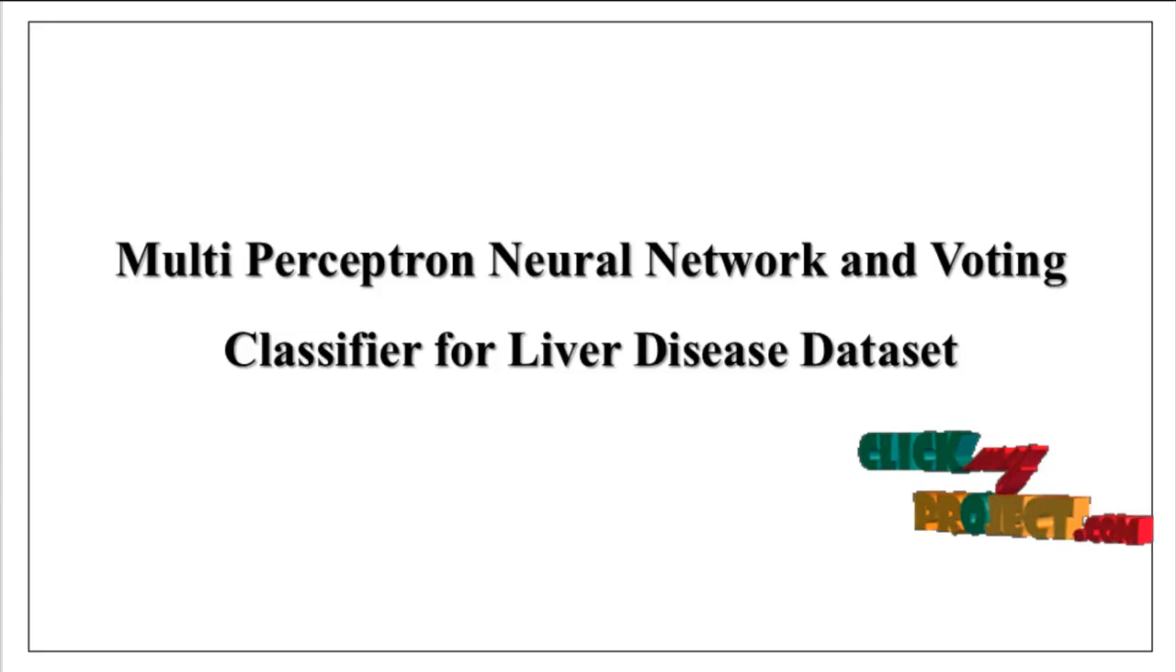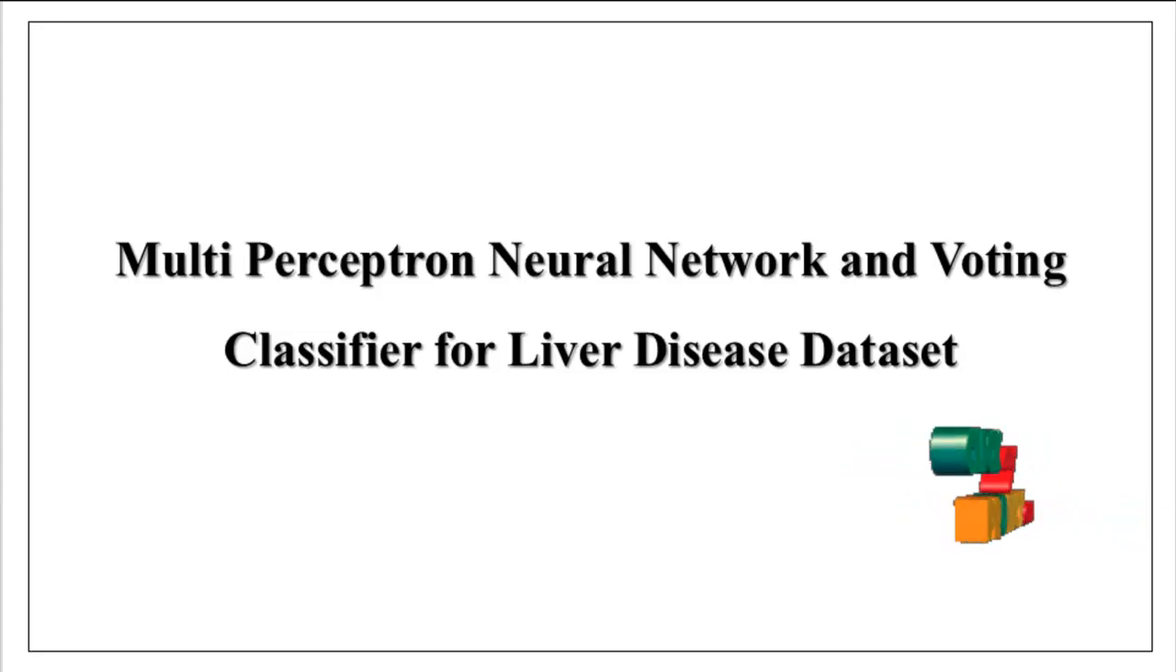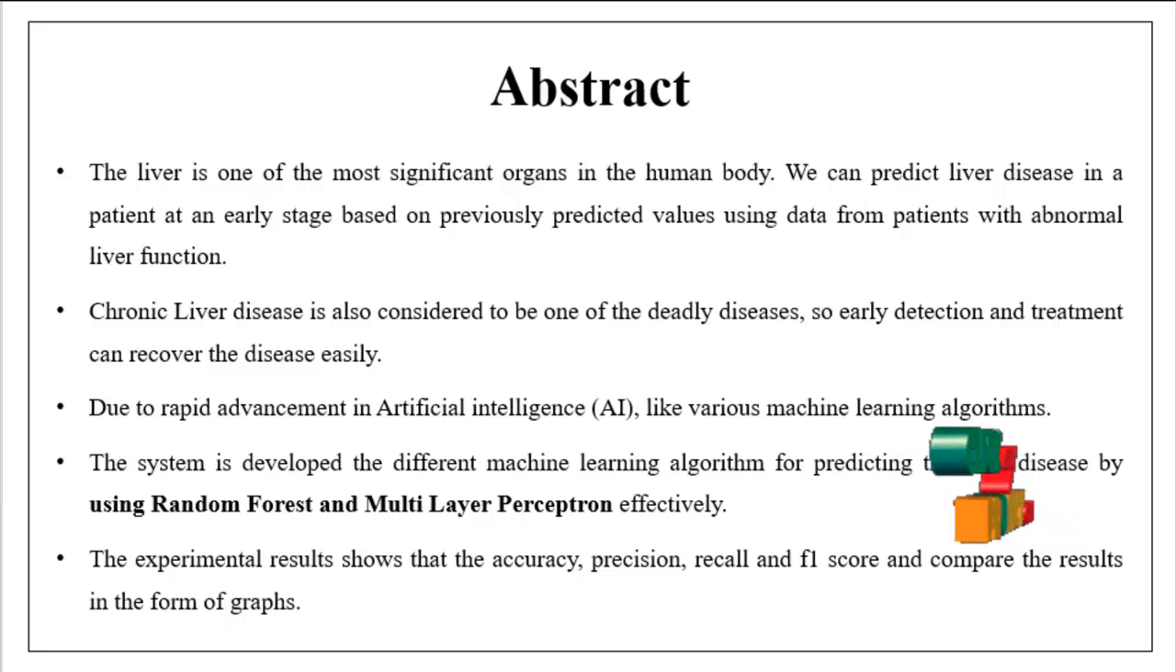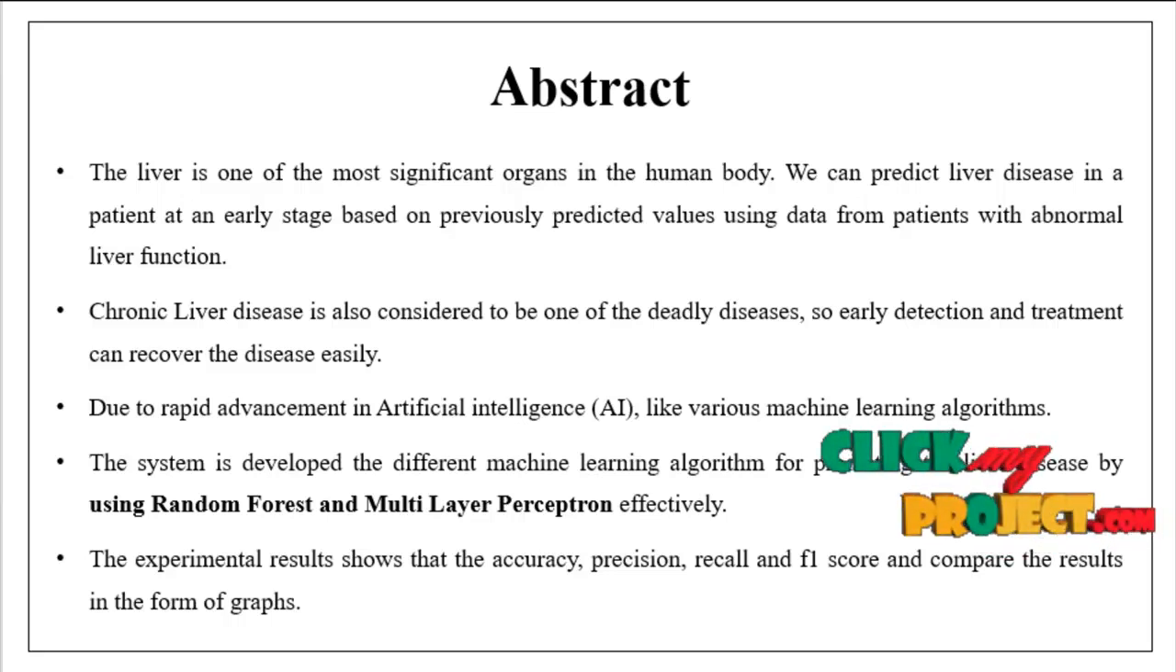We are going to discuss multi-layer perceptron neural network and random forest classifier for the liver disease dataset. Then we are going to discuss the overview of our project. The main objective of our project is to predict or classify whether the input person is affected by liver disease or not by using different machine learning algorithms.